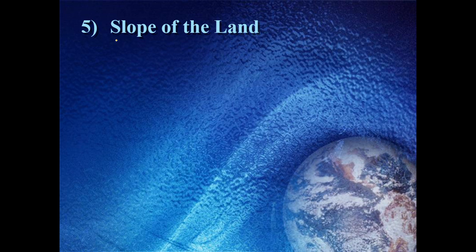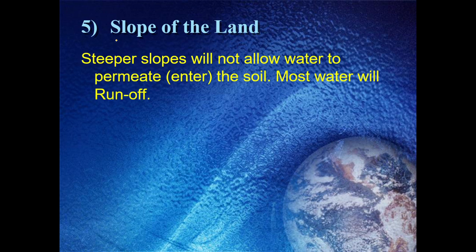Slope of the land, right? Is water going to be able to infiltrate the soil if you're, let's say, on the side of a mountain? No, water's going to run off the surface. If it's flat, let's say like the field outside the classroom, you're going to easily get water seeping in, permeating, or infiltrating because it has nowhere to run. Right? So steeper slopes will not allow water to permeate or enter that soil. Most of that water is going to run off.